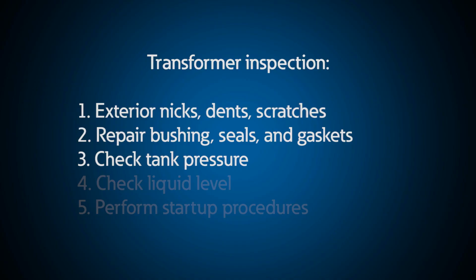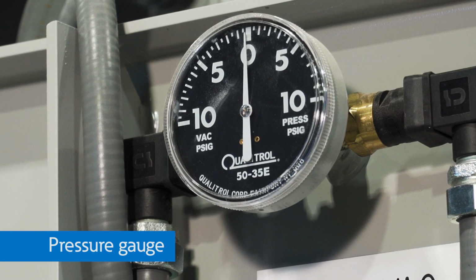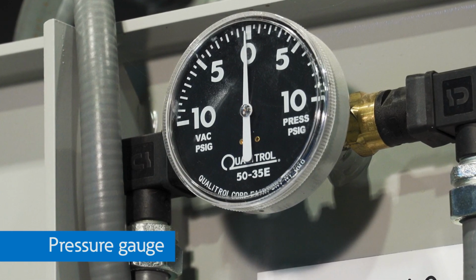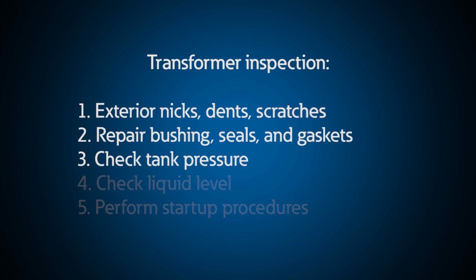Number 3, the transformer leaves the factory with a slight positive pressure. However, due to the changes in atmospheric conditions, the unit may arrive under vacuum or negative pressure. This itself is not a cause for concern. However, continued absence of either negative or positive pressure may indicate a leak in a gasket seal or a tank seam and require further investigation.